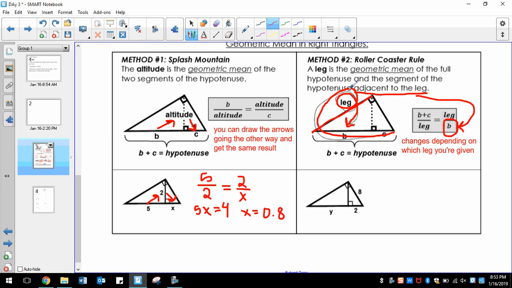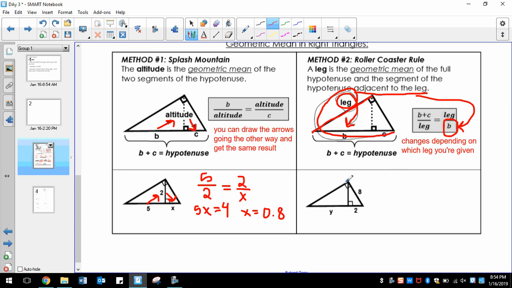So I draw this little loop right here, and that helps me know how to write the proportion. The track that I just traced tells me what I write. So it's C plus B, the full length of the hypotenuse, over the leg equals the leg over B. That's exactly what I have right here in the proportion. And this will work every time as well. You start as far away from the leg as possible, you trace the hypotenuse, draw a loop, and then come down again, and that track that you just traced is how you would write the proportion.